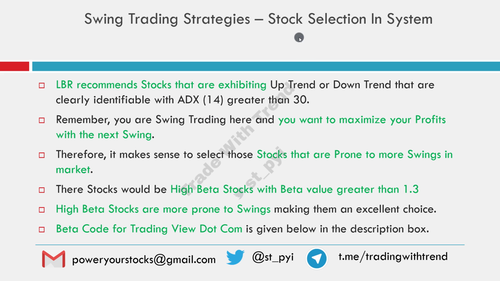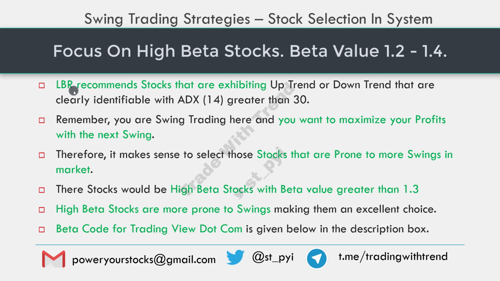So let me now come to stock selection for this particular trading strategy. Now LBR recommends stocks that are exhibiting an uptrend or downtrend that are clearly identifiable with ADX 14 greater than 30.